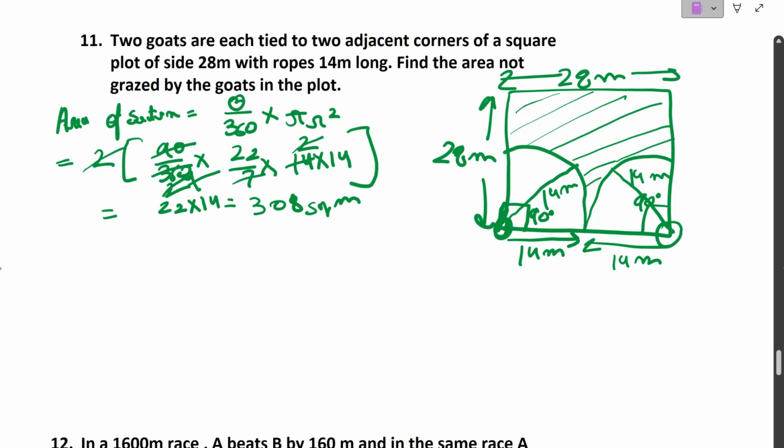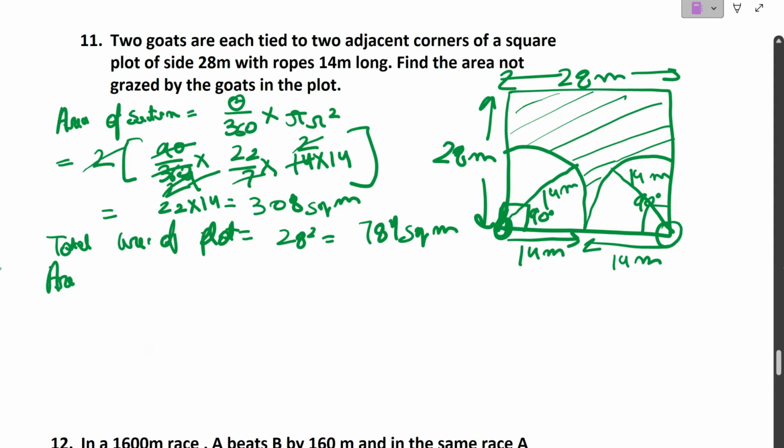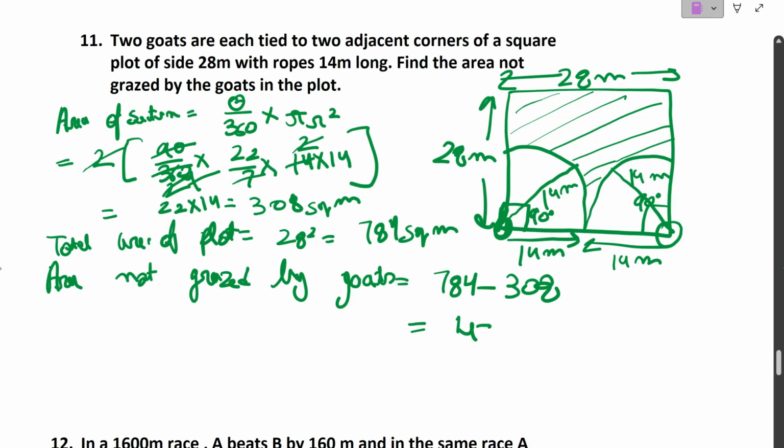Now we have to find the area not grazed by the goats. So what is the total area of the plot? Total area of plot is 28 into 28, which is 784 square meter. So the area not grazed by goats is 784 minus 308, which is 476 square meter. So that is the answer. 476 square meter is the area which is not grazed by the goats.